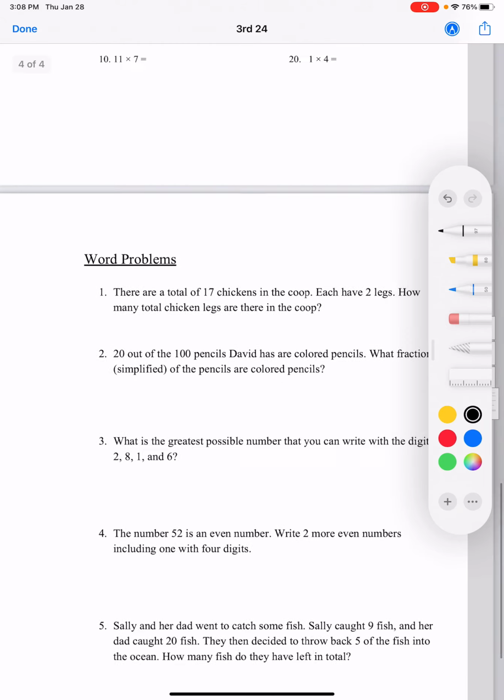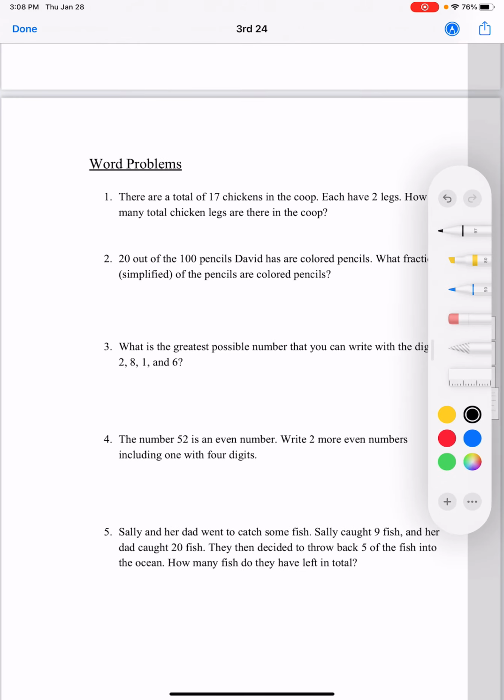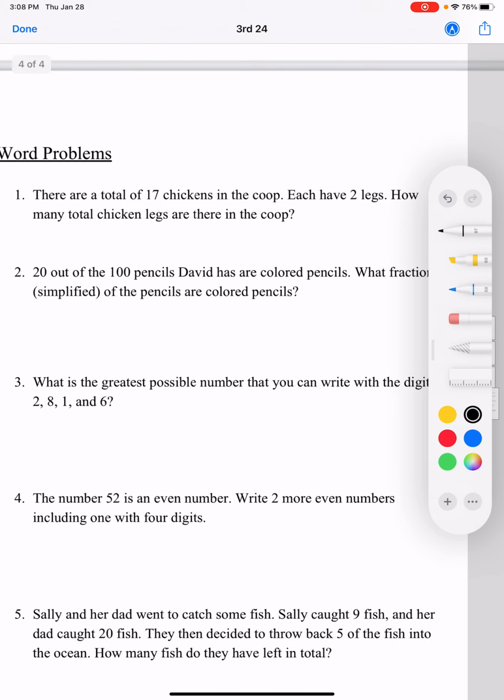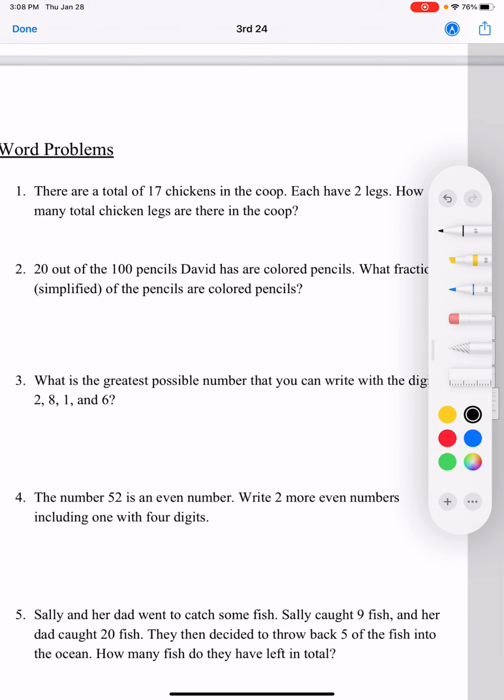Okay, last worksheet is word problems. There are a total of 17 chickens in the coop. Each have 2 legs. How many total chicken legs are there in the coop? So there's a total of 17, and each have 2 legs. What we have to do is multiply 17 by 2. So 7 times 2 is 14. Bring the 1 up. 1 times 2 is 2, plus 1 is 3. So there's a total of 34 legs in the coop.